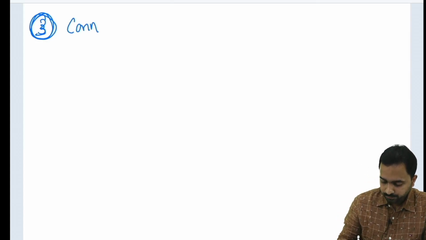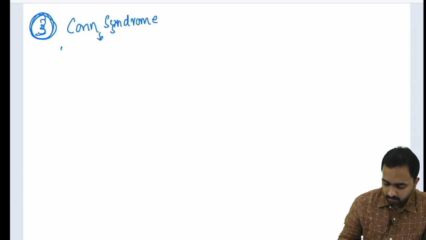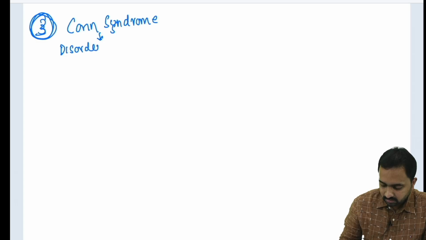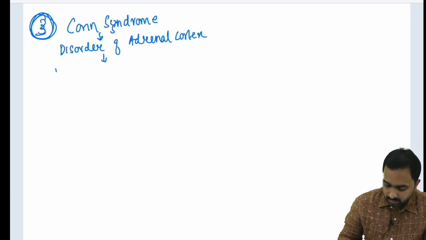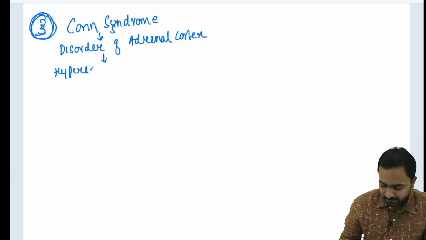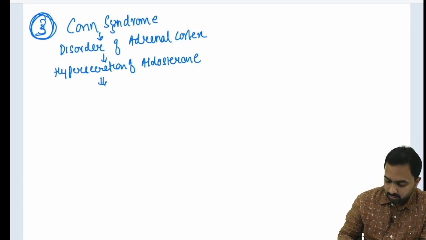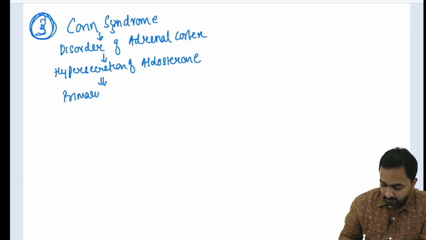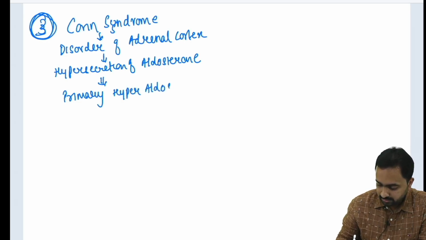Conn syndrome. So this is a disorder of adrenal cortex where there is hypersecretion of aldosterone. So it is a case of primary hyperaldosteronism.